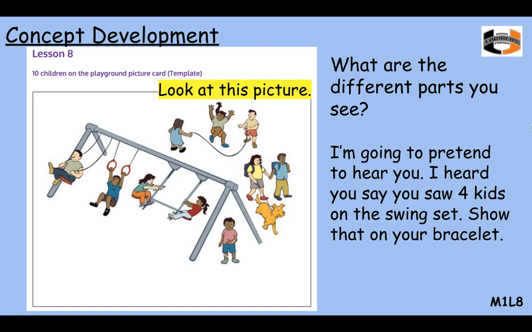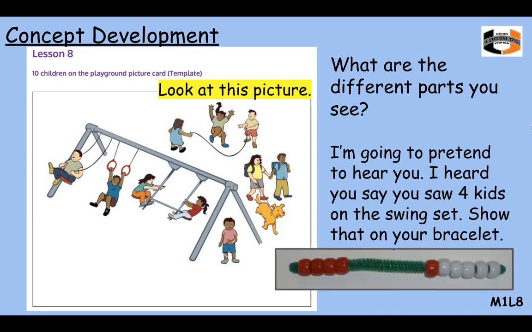I'm going to pretend to hear you. I heard you say you saw 4 kids on the swing set. Show that on your bracelet. Think about how that would look. If you had a bracelet, this is how it would look. You would pull those 4 that are on the swing set all the way to the end, and there would be a big space between the 4 and the 6.